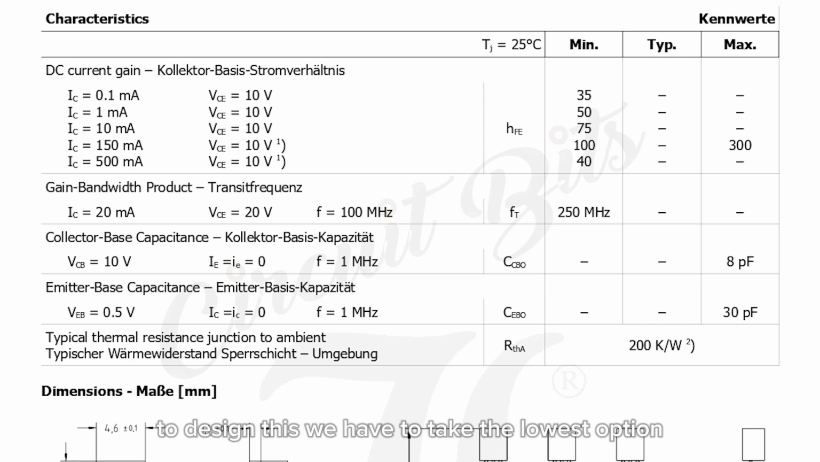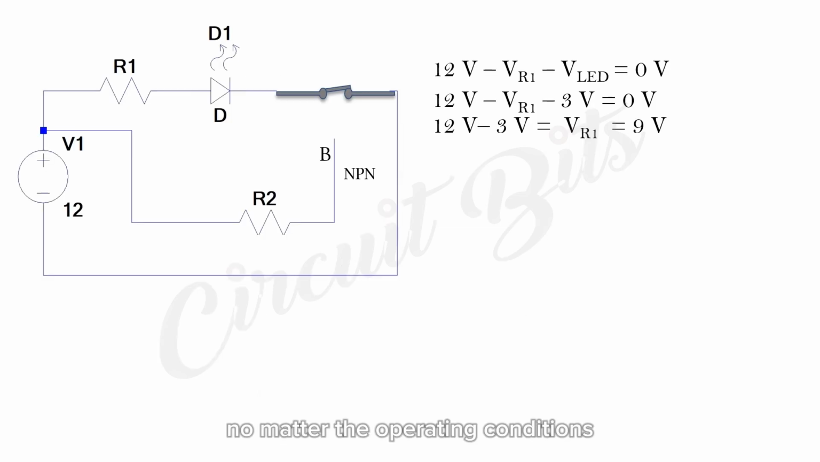To design this, we have to take the lowest option, or even lower for our beta, just so we are sure our transistor is saturated, no matter the operating conditions. So for this design, we will assume a beta of 20 while IC, which is the current through the LED, we would limit to 20 milliamps.